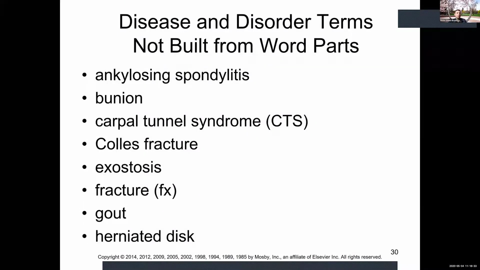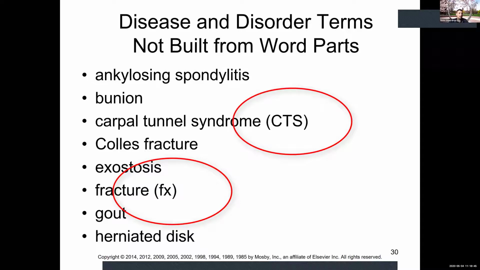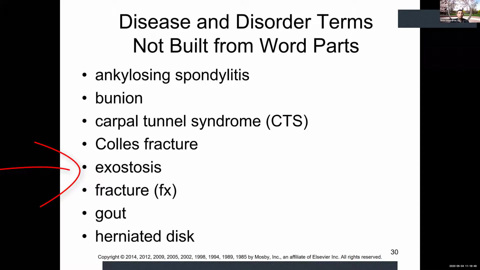Back to the list, fracture is further down the line, again with just FX as an abbreviation, and we can see CTS is the carpal tunnel. We'll see this at the end of the unit as well. The exostosis is just extra growth on the bone. So this would be your typical bone spur. The medical terminology for that would be exostosis.